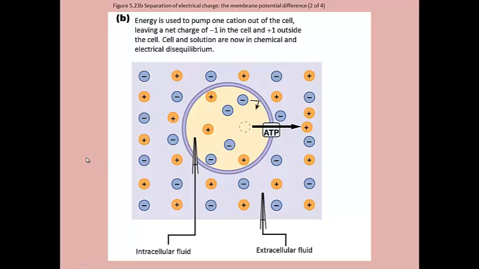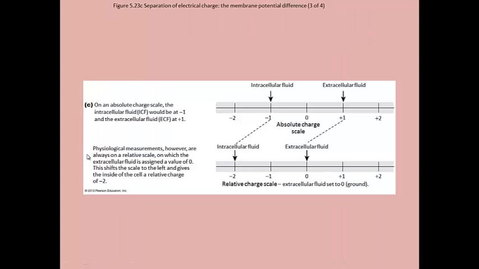Now, this is basically what we see in the cells in our body, although it is a little more complicated. But one thing to keep in mind is that for our purposes, we're going to assume that the extracellular fluid is at a 0 charge. Now, that may not be particularly true, but we're looking at a relative scale. So we're interested in how different the intracellular fluid is from the extracellular fluid. So if we use our previous example, instead of +1 outside and -1 inside, we're going to say outside is 0 and intracellular fluid has a -2 charge.